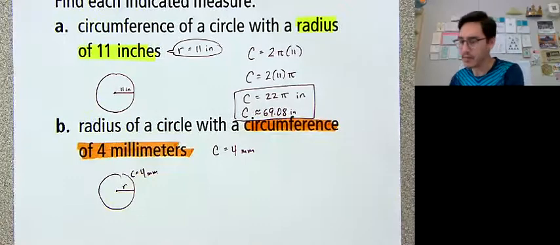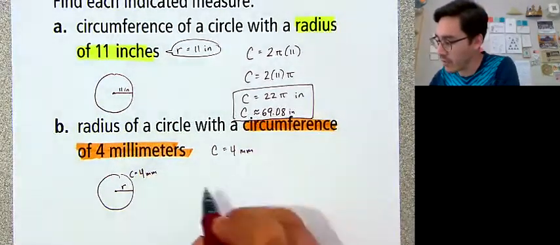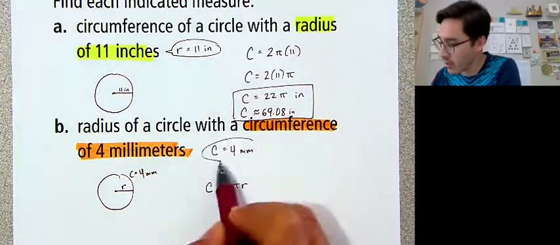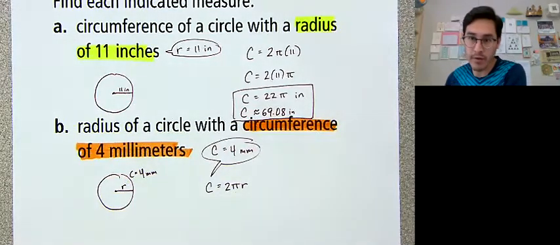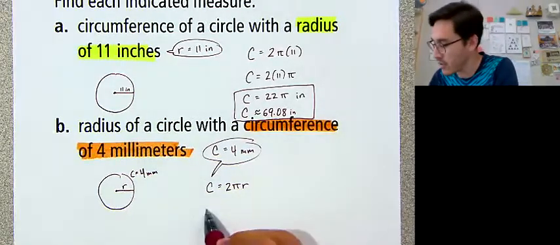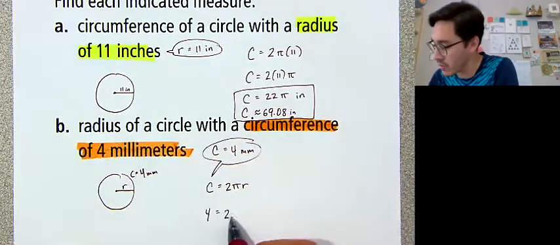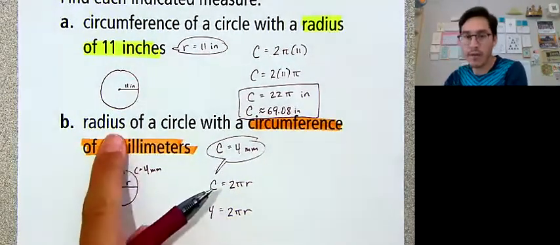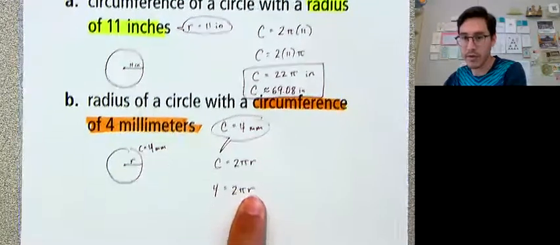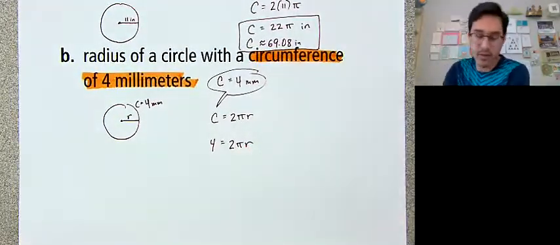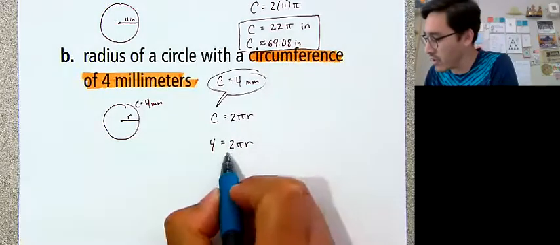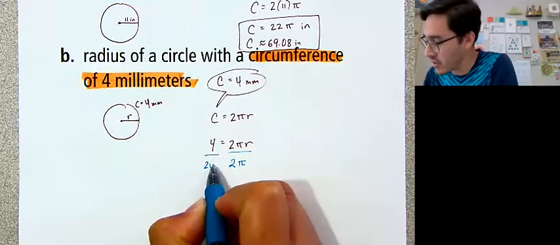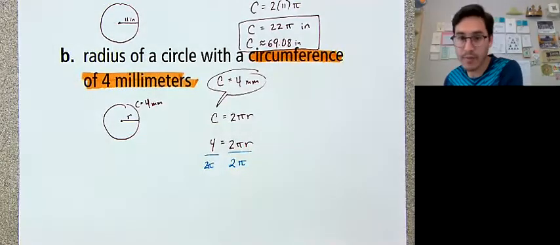All right, so let's begin with the formula. C equals 2 pi r. Then we can substitute the value 4 for the variable C. So 4 equals 2 pi r. Now we're trying to find the radius, right? So to solve for the radius here, we're going to divide both sides of our equation by 2 pi.